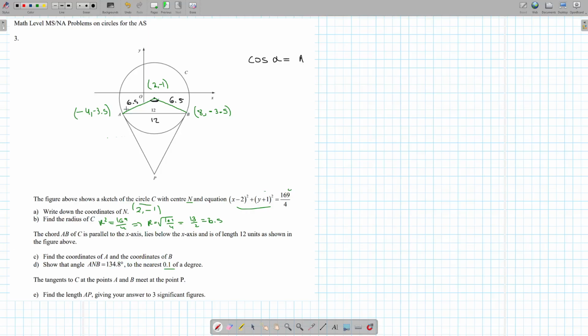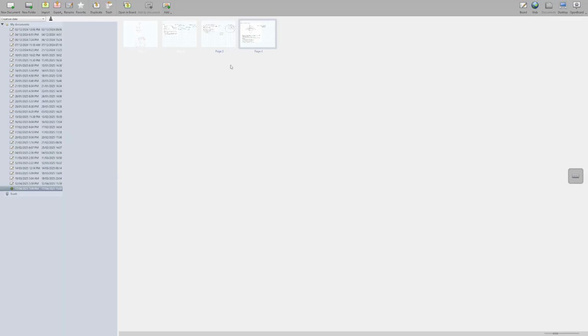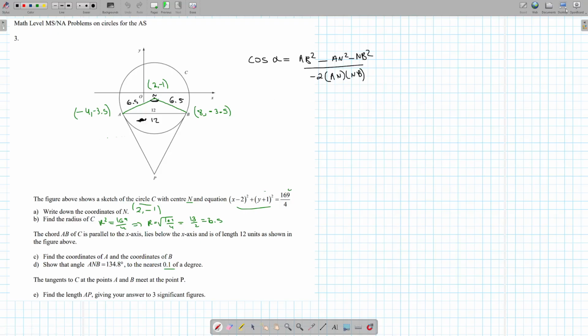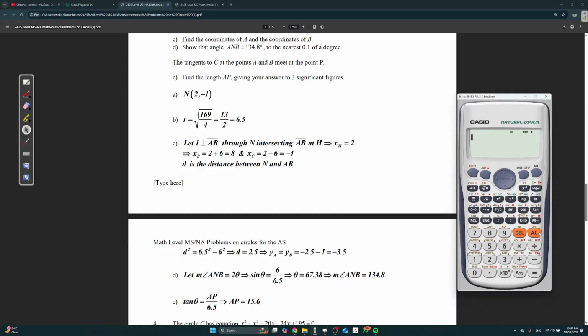So in this case, let's call this A, B. They have letters also. This is N, right? Cosine alpha is equal to the side opposite to it squared minus the other two sides squared, divided by negative 2 times the other two sides. Okay, so let's do this in our calculator. It's 6.5, 6.5, and 12. So the side opposite to it, it's 12 squared minus 6.5 squared minus 6.5 squared over negative 2 times the other two sides.